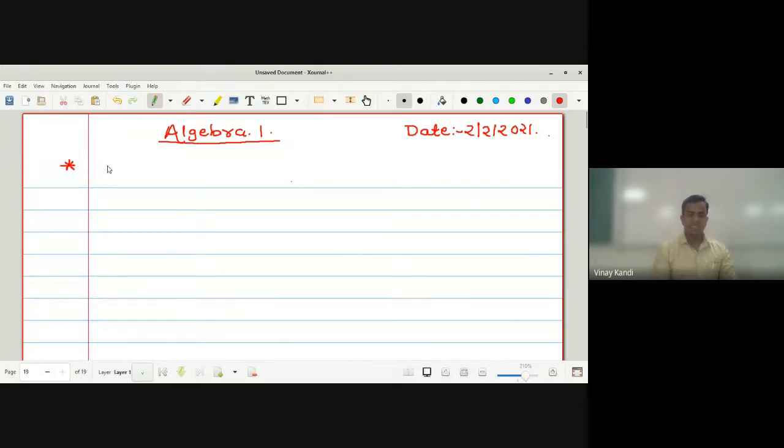The Sylow P subgroup. The definition of Sylow P subgroup. Okay. What is the definition? Look at here. Sylow P subgroup.